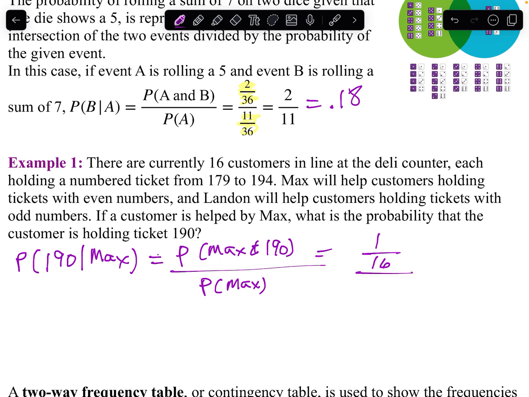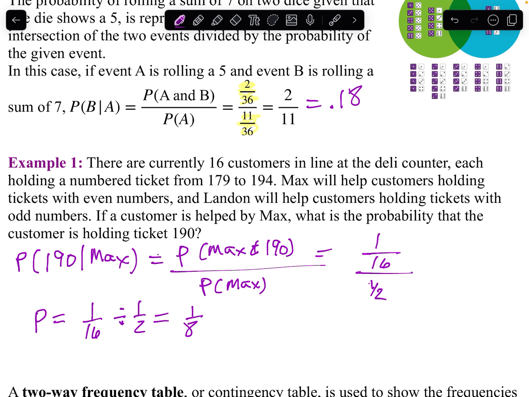Well, we know max helps the even ones. So that's 1/2 then, isn't it? So then to find the probability, I'm going to take 1/16. I'm going to divide it by 1/2. And I get 1/8, don't I? That's it. Using the formula. And that works. It works all the time.